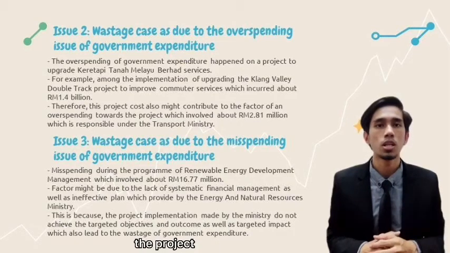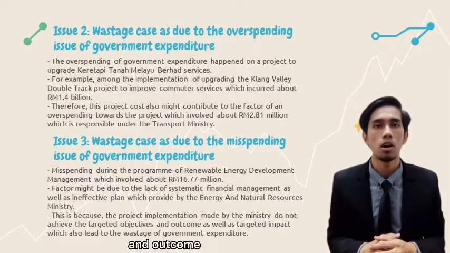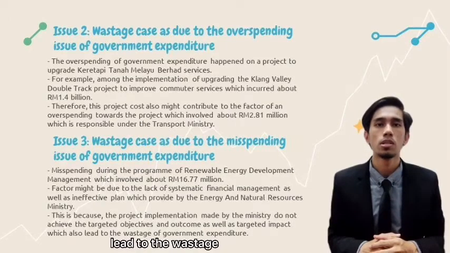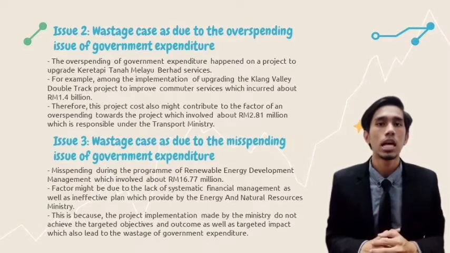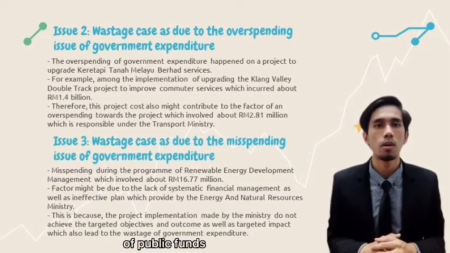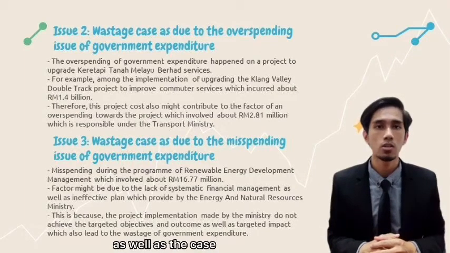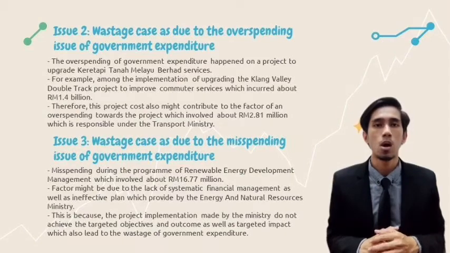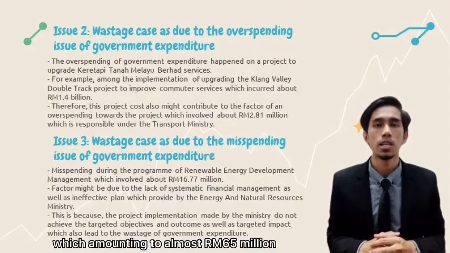This is because the project implementation made by the ministry did not achieve the targeted objective and outcome, as well as the targeted impact of a useful program, which also led to the wastage of government expenditure. To summarize, there are several issues from this news pertaining to the loss of public funds, as well as the wastage from overspending and misspending activities in government expenditure towards the project development and programs being implemented, amounting to almost 65 million ringgit.